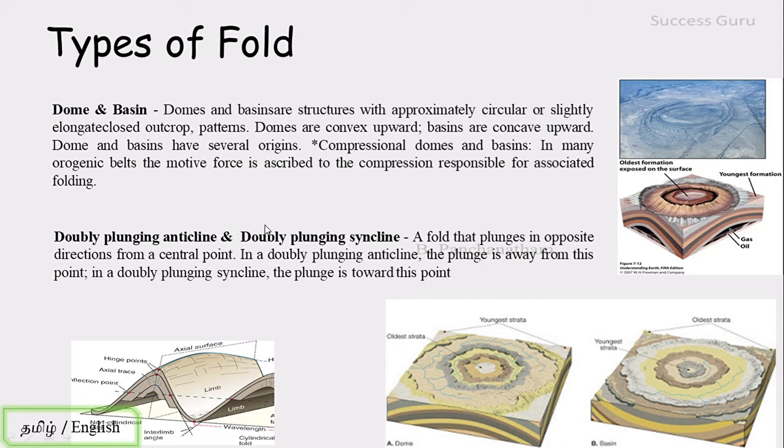Let this image be an example. You can see this is an anticline, right? And if you see this axial plane, the first half portion is dipping towards you, and in this half portion, the axial plane is dipping away from you. So the axial plane is dipping in two different directions, that is towards you and away from you. So this is called a doubly plunging anticline. Is that clear? If the same structure is generated in a syncline, then it will be a doubly plunging syncline.